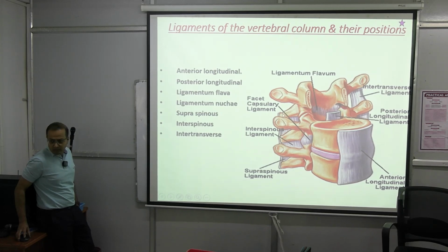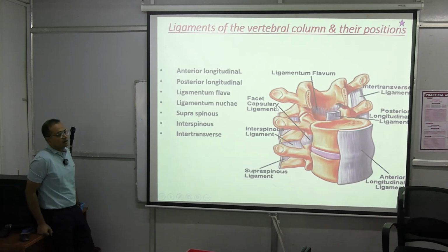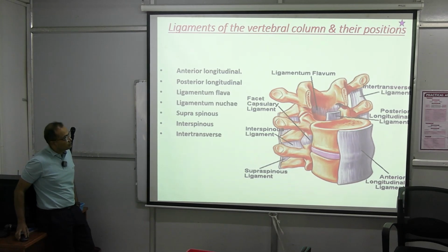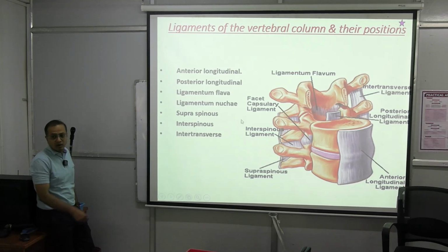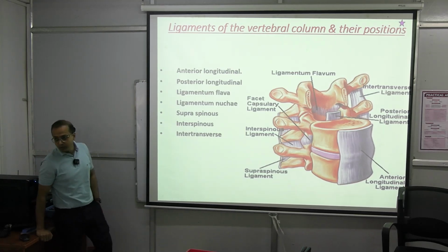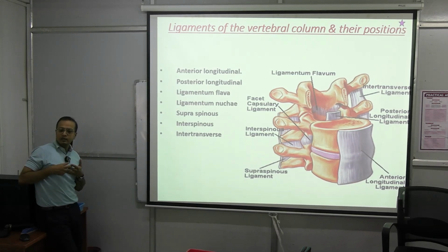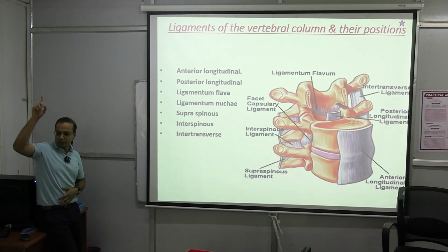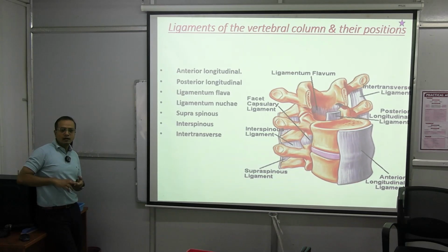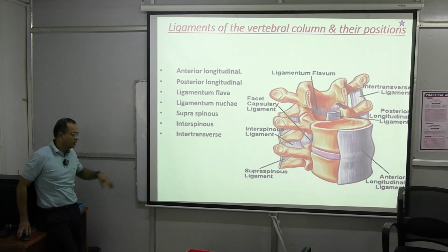Now, we have a ligament between the vertebral spines. Joining the spines of the vertebrae, we have a ligament running, which we call the interspinous ligament. Between the spines we have the interspinous ligament, and between the tips of the spines we have the supraspinous ligament, which again runs the entire length up and down. So, between the spines we have two ligaments: the interspinous and the supraspinous. Supraspinous touches the tips, and interspinous lies between the spines, like this.